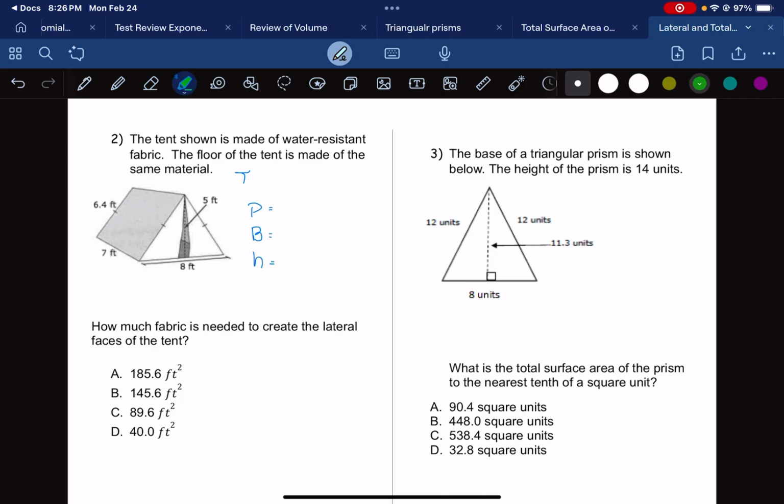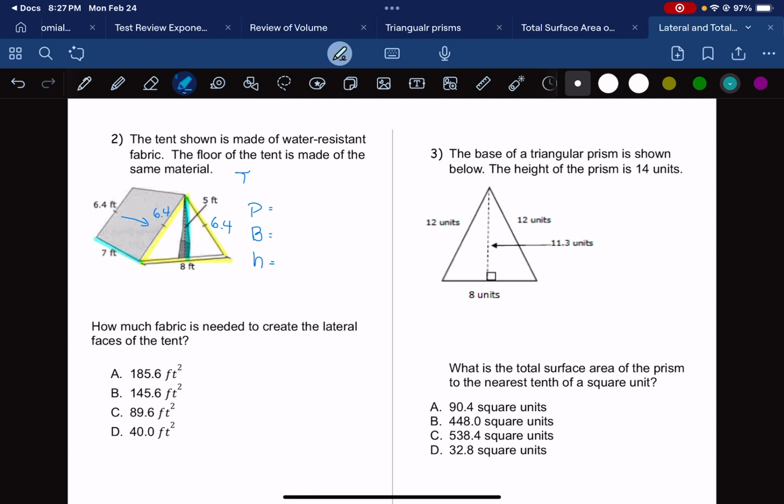And again, pick up your highlighters. If you want to go get highlighted out of the box, that's fine. There's my triangle. And I'm going to move this number over. So that's going to be 6.4 and 6.4. And then the height of my prism is this one. And the height of my tent, or my triangle, is this one. So go for it. This is just like we've been doing for the last 2 days.